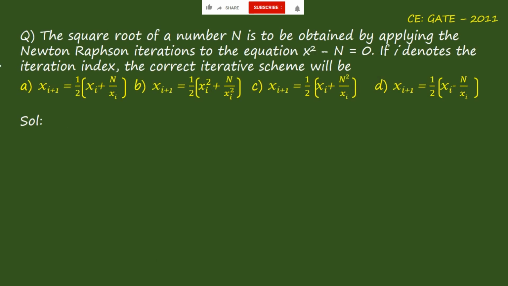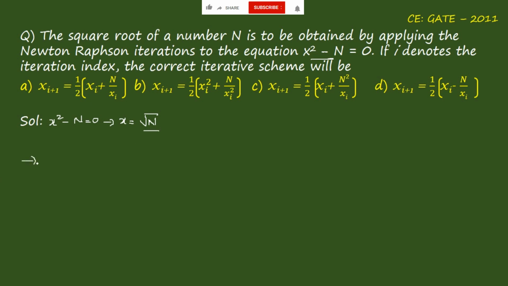The question is: the square root of any number n is to be obtained by applying the Newton-Raphson iterations to the equation x square minus n is equal to 0. If i denotes the iteration index, then the correct iteration scheme will be? They have given that x square minus n is equal to 0, so we can say that x is equal to the square root of n. Now we have to find the square root of n.